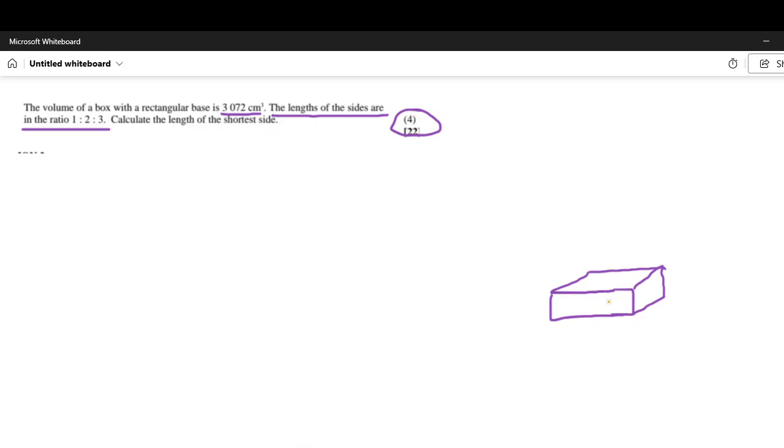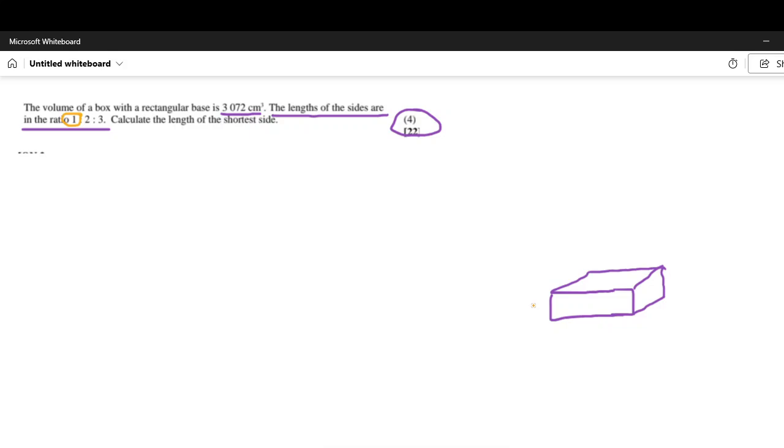I remember I said it doesn't matter how your box looks, it's fine. You just need to understand what they are saying here. Notice that all the sides are not the same. Your shorter side is the one that has one part of the ratio. In this case, I'm going to make it my height. You might call it the breadth, but I'm going to call it the height.